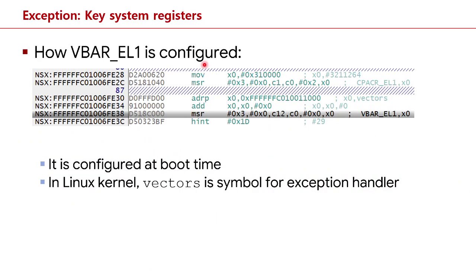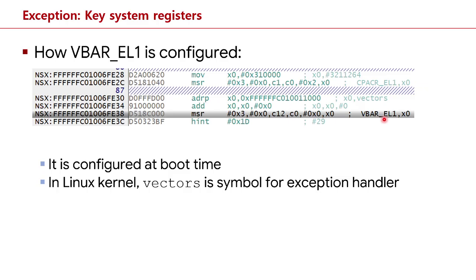Another important thing to understand is how this register is configured. For this, let's analyze this example assembly instruction. As you can see, this gray bar indicates the address held by the program counter. That means it is about to run this assembly instruction, which is an MSR instruction. If you run this instruction, the value of the X register is written to the VBAR_EL1 register.